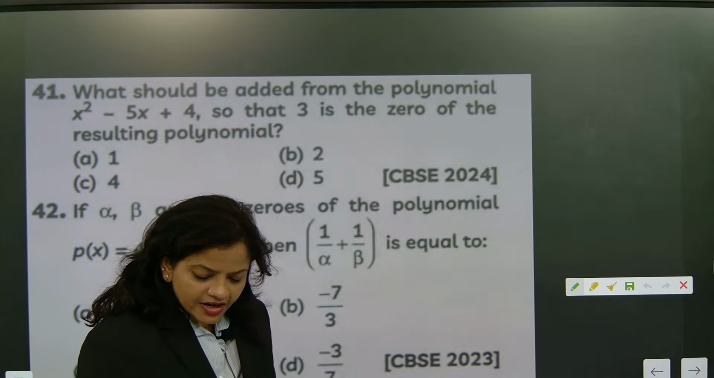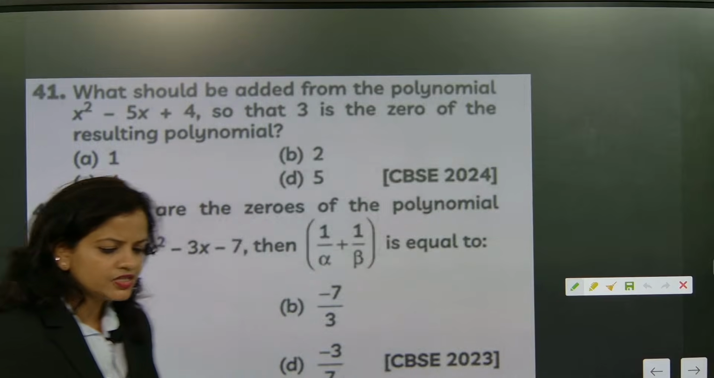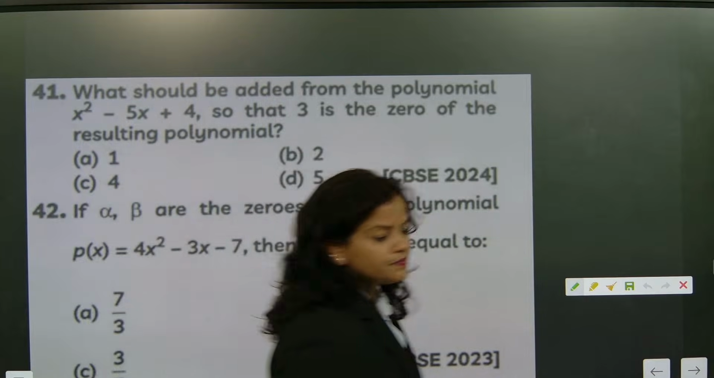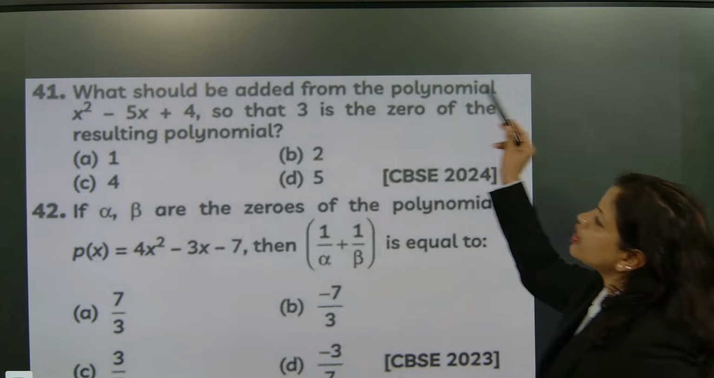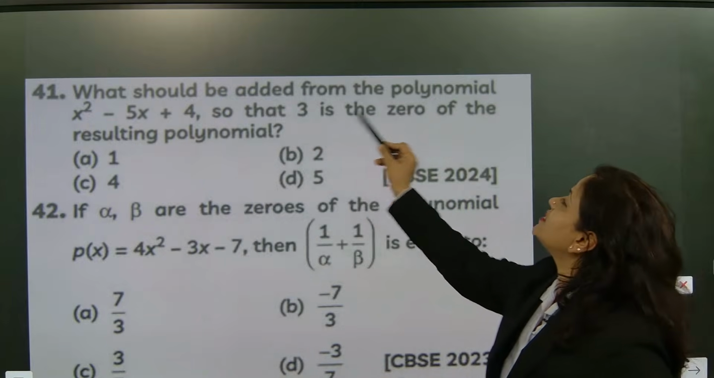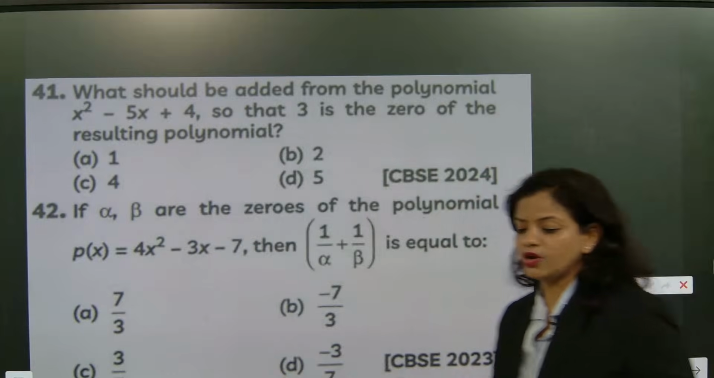I can't understand that question. You take the screenshot of that question and send me, Sharmila. Now look at it. Understand. What should be added to the polynomial so that 3 is a zero of the resulting polynomial?